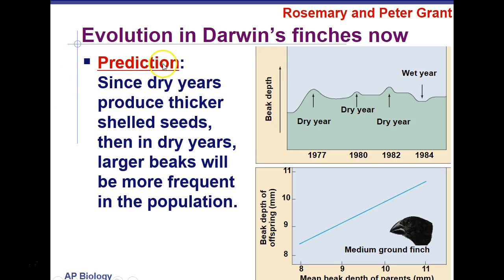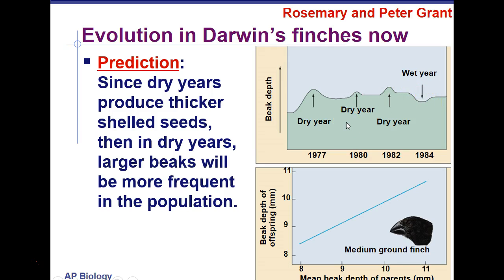So you can see in dry years, we have kind of a peak in beak depth. We see more offspring with bigger beaks. In years that are wetter, with more rainfall, the plants tend to produce seeds with thinner shells. Having a smaller beak is no longer a disadvantage. Having a smaller beak allows you to get plenty of food, and in those years we tend to see a decline in the average size of beak depth because, again, having a really big beak is no longer super advantageous, and it's not a disadvantage to have a smaller beak. So we would expect that the average beak depth would get smaller in the wet years.